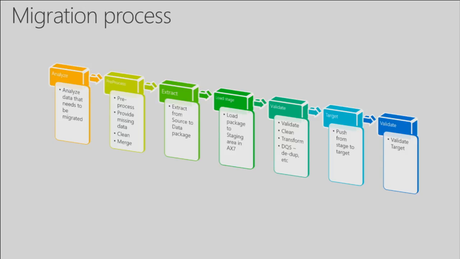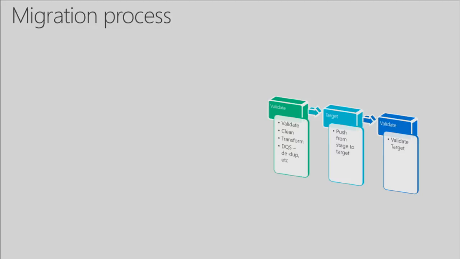So we use exactly the same steps. The last four steps, load, validate, target, and validate, are done inside of D365, while the first three steps, analyze, pre-processing, and extract, are on the source, which is 2009. You might ask why there are two validates on the target side. Well, you validate once during staging and do whatever you can, and then when the data is moved from staging to target, you can validate again on your target table.